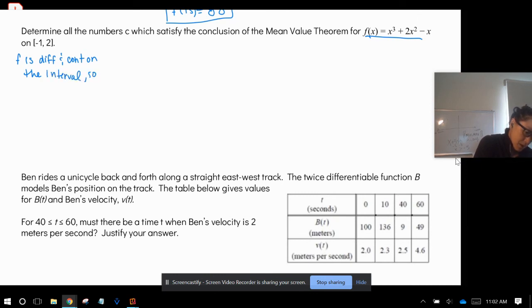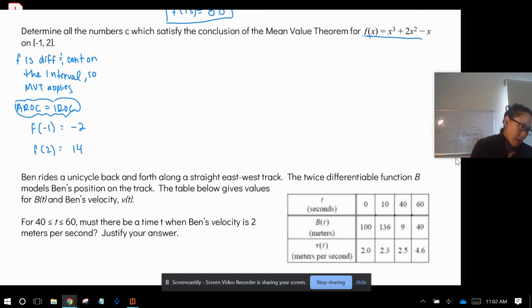So mean value theorem applies, which means that AROC at some point will equal IROC. This is not official, I just remember that in my head. All right, so I am going to figure out what f of 1, f of -1, and f of 2 are really quick since I need those to find the slope. So I get -2 and 14.